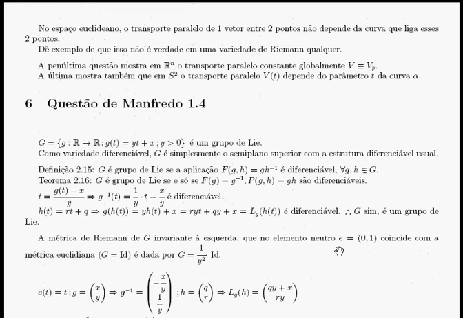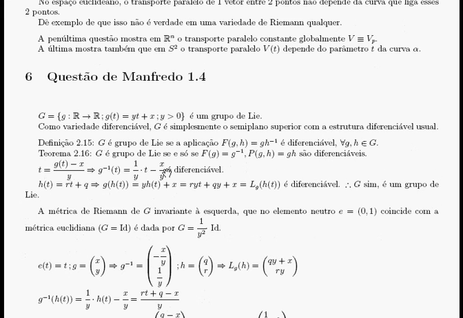In Euclidean space, parallel transport of one vector between two points does not depend on the curve, the line that attaches these two points. Give an example that this is not true in a Riemannian manifold, any Riemannian manifold. The last but one question shows that in R^n the parallel transport is constant globally, v equals v_p. The last question shows also that in S², the parallel transport V of t depends on the parameter t of the line alpha. Okay? Euclidean does not depend, and this is not true on the sphere.